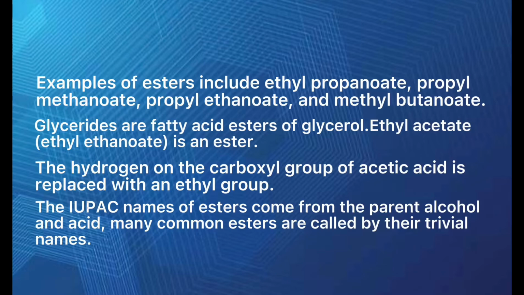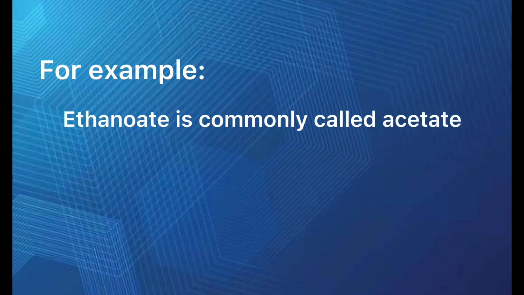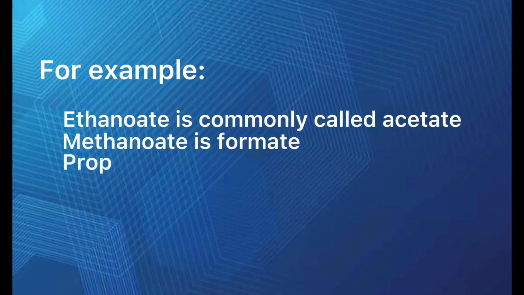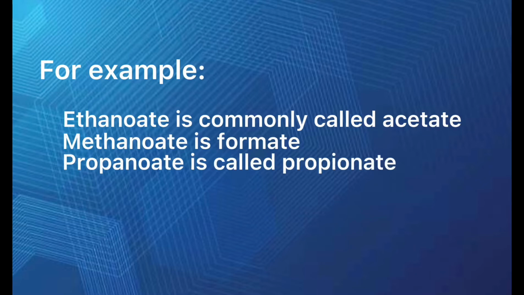The IUPAC names of esters come from the parent alcohol and acid. Many common esters are called by their trivial names. For example, ethanoate is commonly called acetate. Methanoate is formate. Propanoate is called propionate, and butanoate is called butyrate.